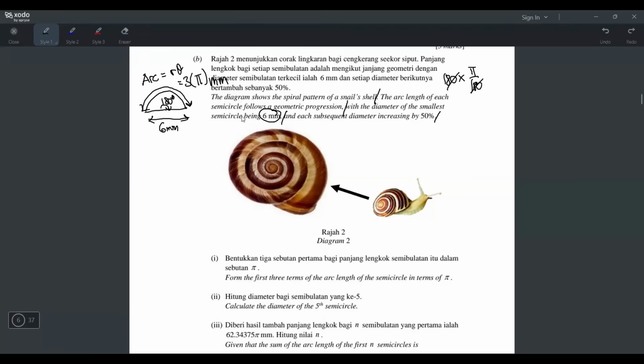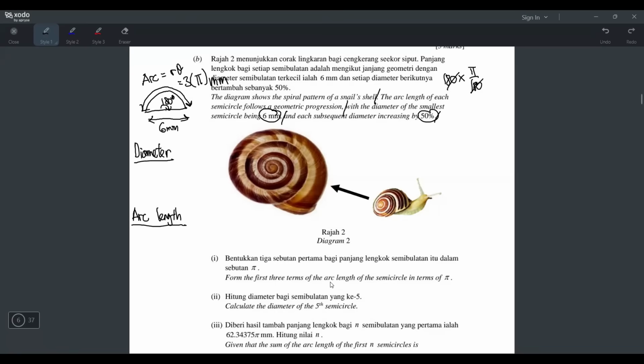Okay, the arc length of the smallest semicircle. And then they say each subsequent diameter increased by 50%. So I can form two progressions here. One progression using the diameter, and another progression I can form using the arc length, right? They both have different values. Okay, let's see what they want.